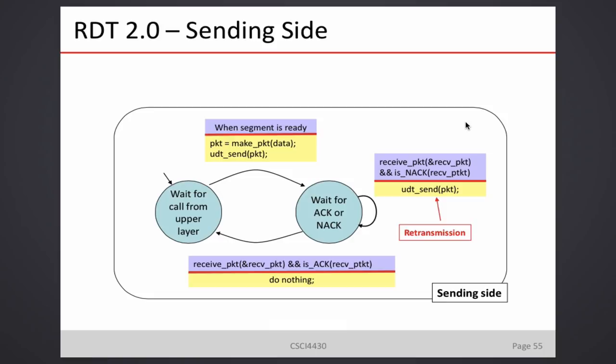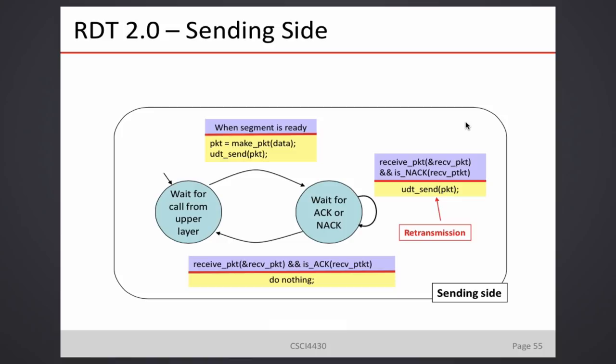Okay? Now the sender side is no longer easy to implement. It has a state waiting for things from the upper layer, that is, from the application layer. It also has a state that is not waiting for upper layer data, but waiting for the other side to send me an ACK. I know, ACK or NACK, doesn't matter.